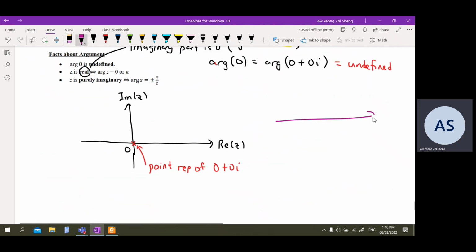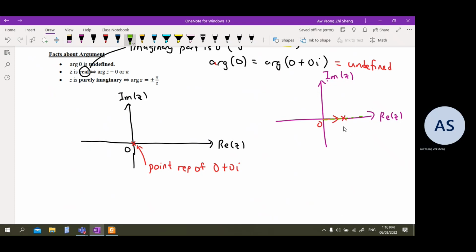Okay, so for example, if this is my Argand diagram, if I have a point on the right of 0, then this red color arrow will be my vector representation of that complex number. So when I measure the angle between my green color direction and my red color vector, the angle will be 0. So here there is a 0 angle. It's possible to measure the angle here because there is a red color arrow and my green color direction. They just happen to overlap. Right? So here the argument would be 0.